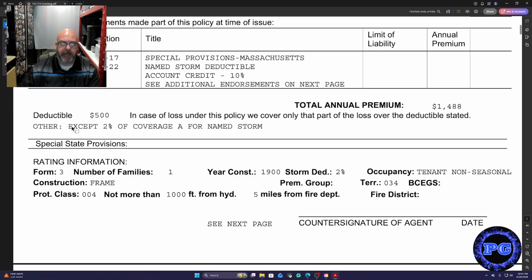Except, exclusions and exceptions, that's what you want to pay attention to. You got 2% of coverage A for a named storm. So your deductible is $500, except when there's a named storm, it's going to be 2% of coverage A. Well, you might have two questions here. And one, you probably kind of know. I mean, maybe both you kind of know.